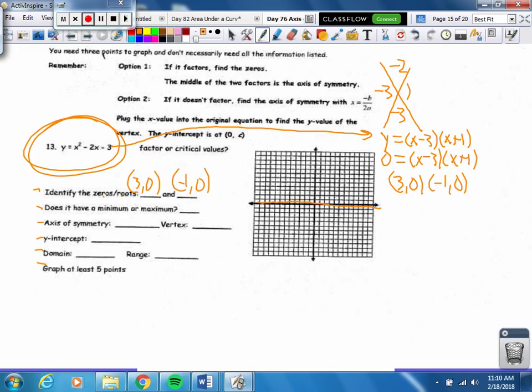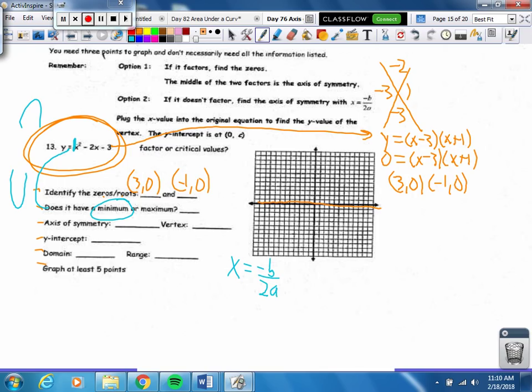We did this before, now we're just going to put it all together. Does it have a minimum or a maximum? Well, in order to figure that out, I look at a. You see a is 1, a is positive, so it's going to open up. We learned in the shift lesson that if a was negative, it opened down. So this one's going to have a minimum. Okay, next, axis of symmetry. I remember that. That would be x equals -b over 2a.